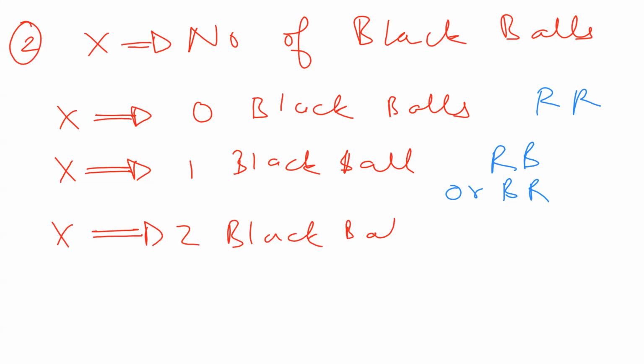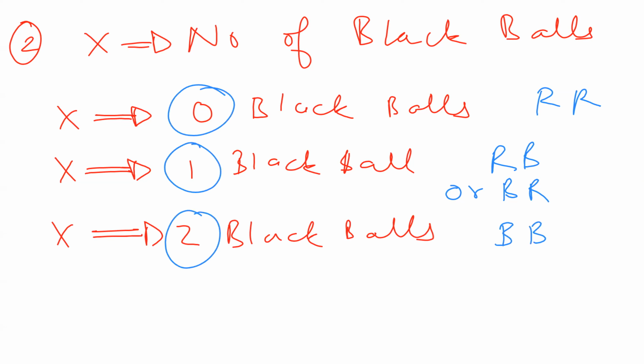Because we are drawing only two balls, what is the possibility that both are black? They're not asking us the probability, they're asking just what X will represent basically. So both balls are black. So X can take up all these values. They are not asking the probability, they are simply asking what X can represent.